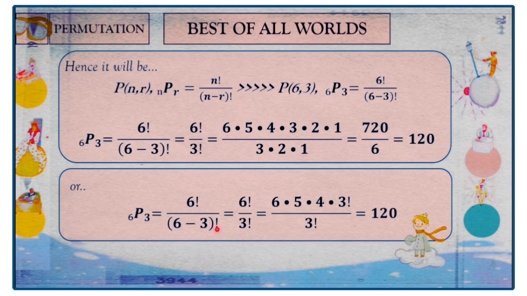If you want to cut to the chase, you can have something as simple as this. As you can notice, the first part is the same, but it changed in the second part. Instead of having 6 until 1, we now have 6 until 3 factorial.